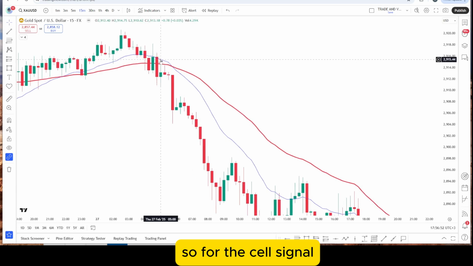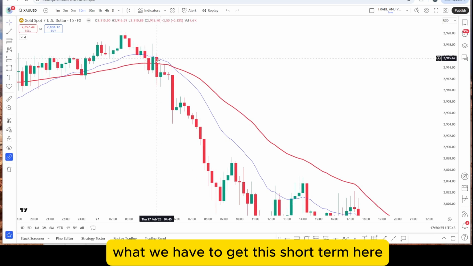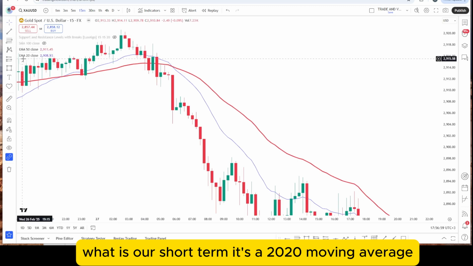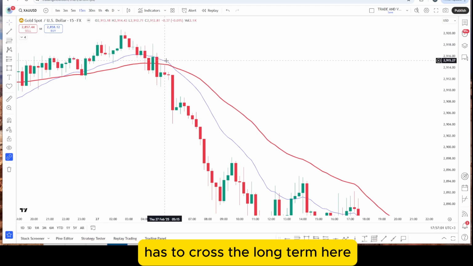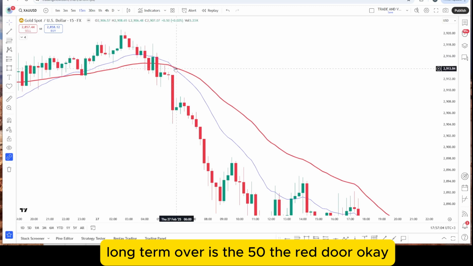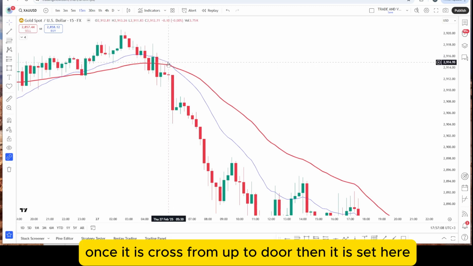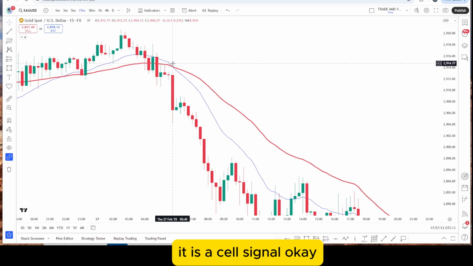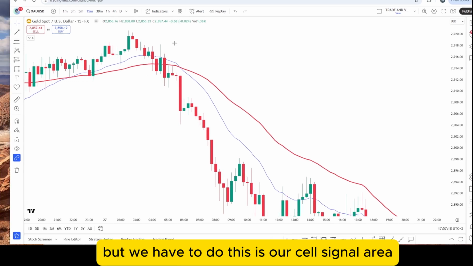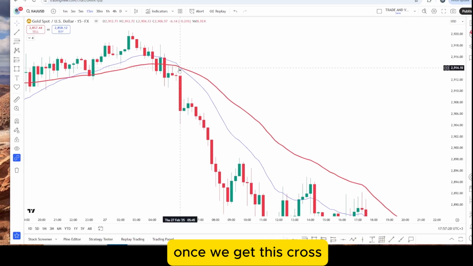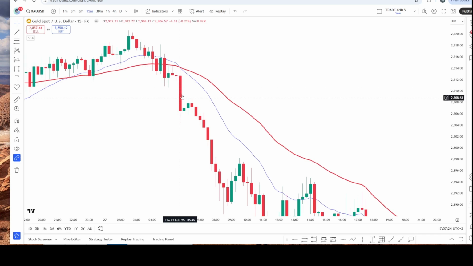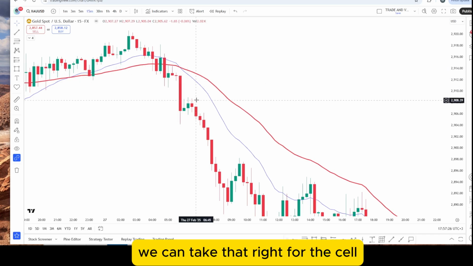So for the sell signal, what is our short term? The 20 moving average has to cross the long term. Here our long term is the 50, the red one. Once it crosses from up to down, it is a sell signal. This is our sell signal area. Once we get this cross, then after any candle closure, we can take the trade for the sell.